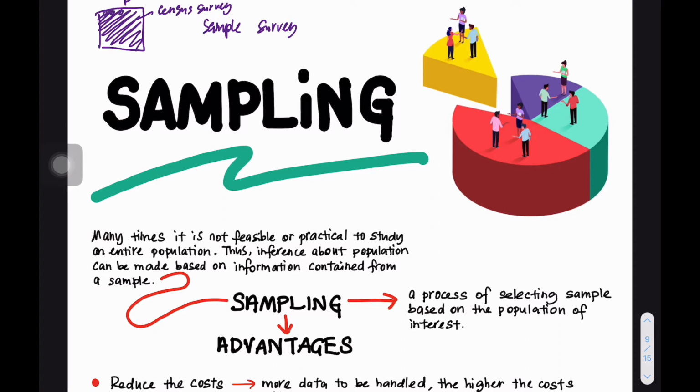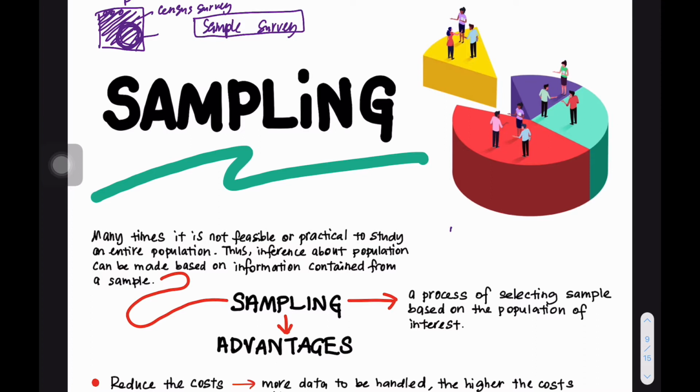But then if we only take a sample, a part of a small group of the population, so this one is called as a sample. We study only this group, so we call it as a sample survey. Okay, so this one is called as a sampling, persampalan. So many times bila it is impossible for us untuk study the whole population, maybe it's because it's too big, or it's impossible for us untuk attain ataupun pergi cari setiap population tu, so kita akan buat sampling. Alright, thus inference about population can be made based on information contained from a sample.